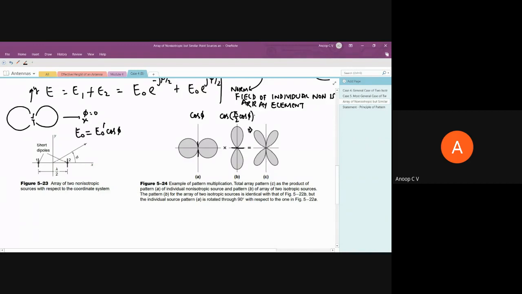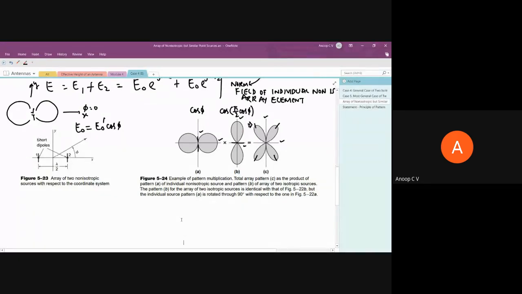Here, whenever we have maxima, you are multiplying it with a null. So in this direction, we have a null. Here again, we have maxima, but here a null. So here again, we are getting a null. So we have radiations in between. We just try to prove this.